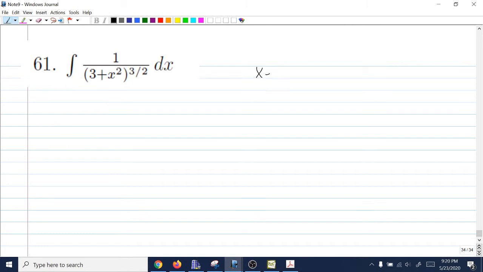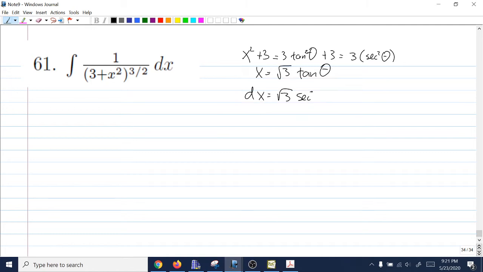I want x to be root 3 tangent theta, because then x squared is going to be 3 tangent squared. x squared plus 3 is going to be 3 tangent squared plus 3, which is 3 secant squared. Right? If there was an extra x up top, I could just do a simple u substitution. It's not there. We're probably stuck with trig substitution. dx is going to be root 3 secant squared theta d theta. What's this going to turn out to?